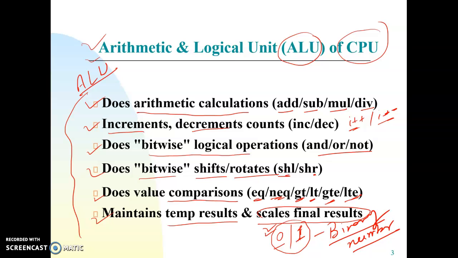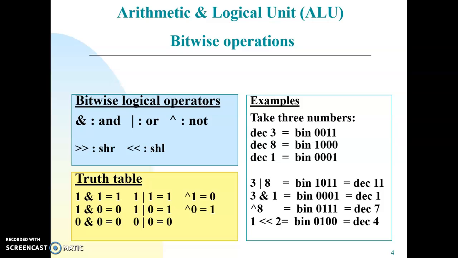In the next slide I have given some operations like bitwise logical operators. So single ampersand represents AND operator, bitwise AND operator. This notation is for the NOT operator. This is the notation for right shift. This is the notation for the left shift, and this block represents the truth table for AND, OR, NOT operators.